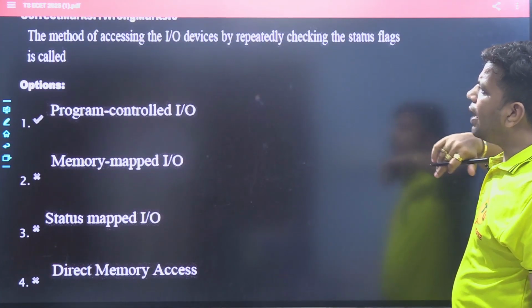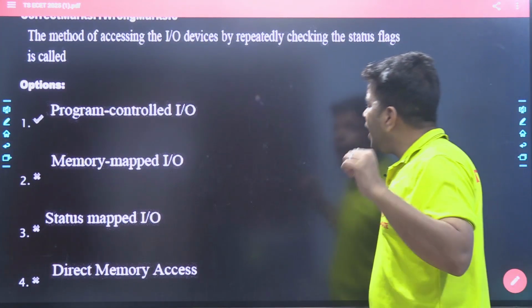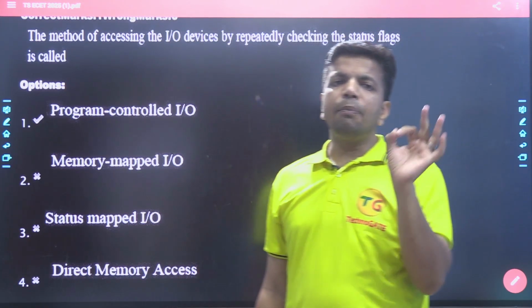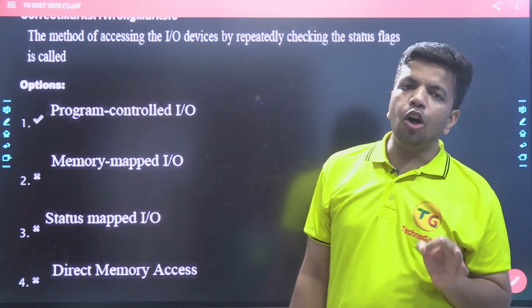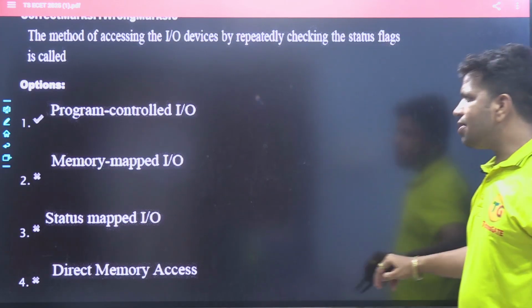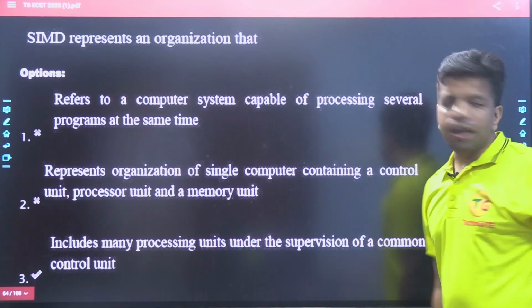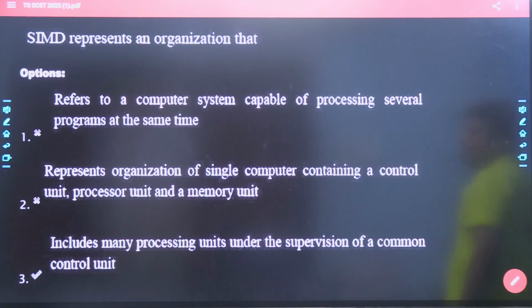The method of accessing the IO devices by rapidly checking the status flag is called? It is done in programmed controlled input output. So the first is your answer. SIMD representation and organization, that's SIMD representation. Okay, which is the SIMD representation? Check it.